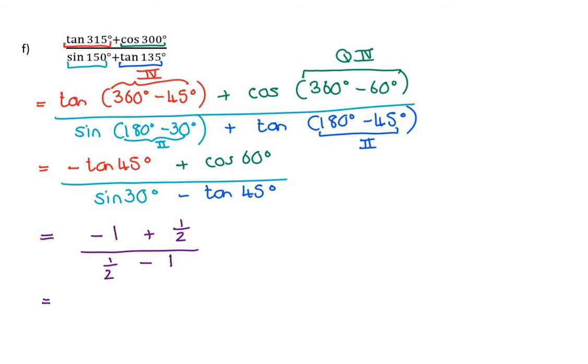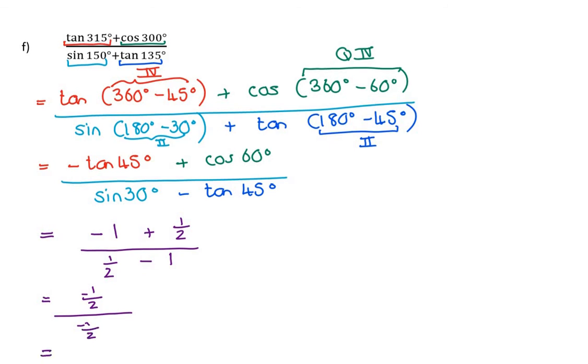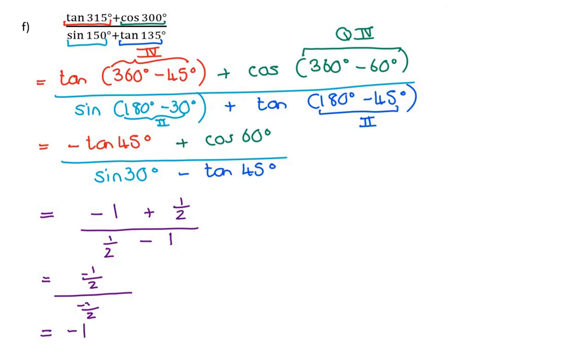So negative 1 plus a half at the top is negative a half, divided by a half minus 1 is negative a half. And so what do you know? This simplifies all the way down to negative 1. So again, a 6-mark question because you've got a lot of reduction there, and then special angles and simplify. Don't forget that this step here isn't ultimately necessary, but I find it very useful, especially when we're starting out.